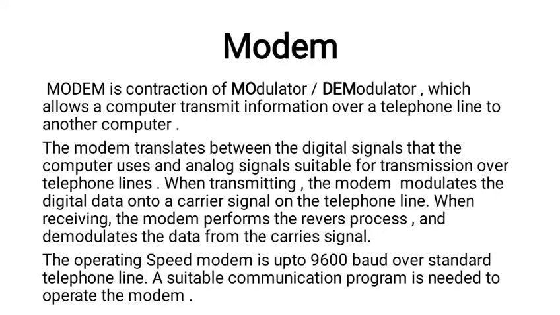So first of all we are talking about a modem. It is a type of connectivity device which helps us receive the information which is coming from the server. Modem is divided into two forms, modulator and demodulator. There are two types into which we divide it. It allows a computer to transmit information over the telephone lines to another computer.